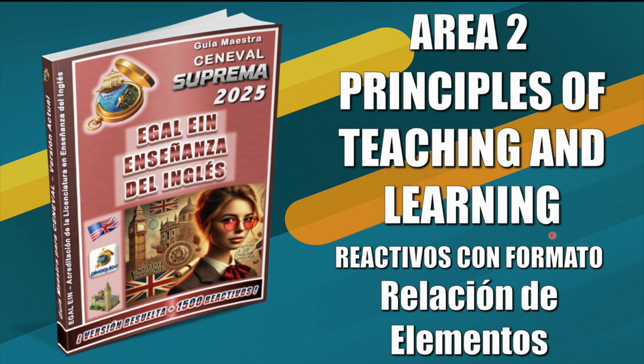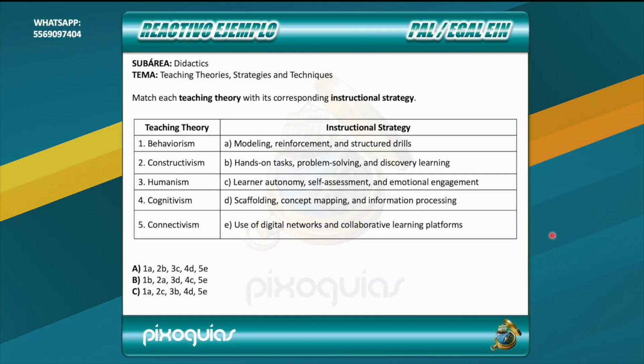And now, we will go over the exercises from Area 2, Principles of Teaching and Learning, and this is the matching format, that is relation of elements, where you are asked to connect related concepts or ideas. Well, as you can see, we have these columns and we need to match the concepts between this part and this part. Okay, let's check it out. This exercise is from the sub-area Didactics and the topic is Teaching Theories, Strategies and Techniques. It says, match each teaching theory with its corresponding instructional strategy.